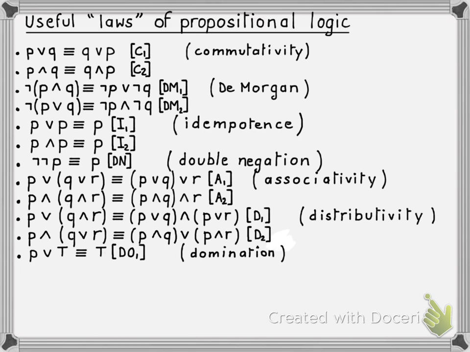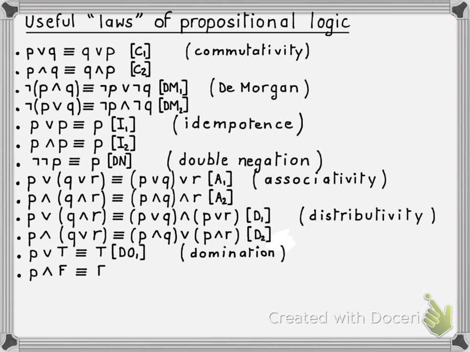Now, what is that T, by the way? T is not a propositional variable. Actually, it's the logical constant true. Or another way to think about it is T basically stands for any proposition that's always true, namely a tautology. So that's the first law of domination.